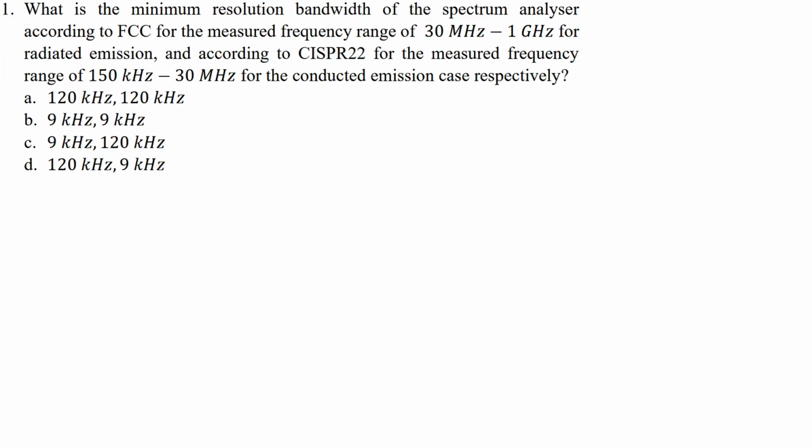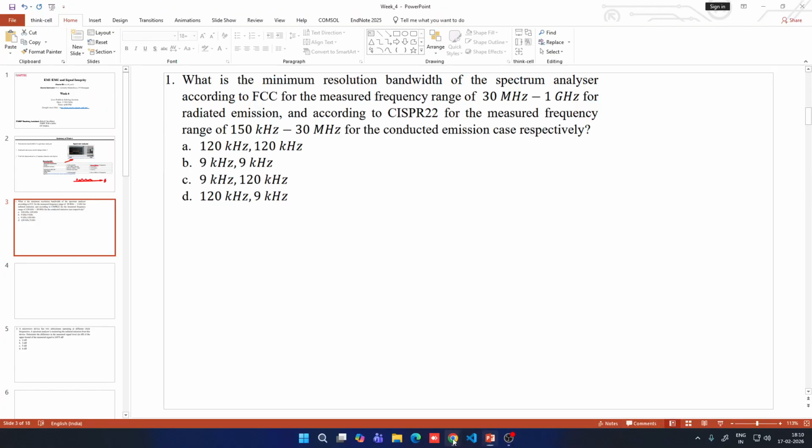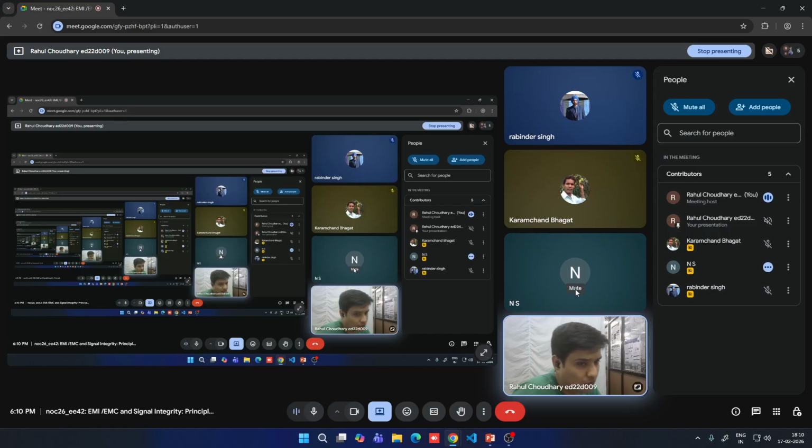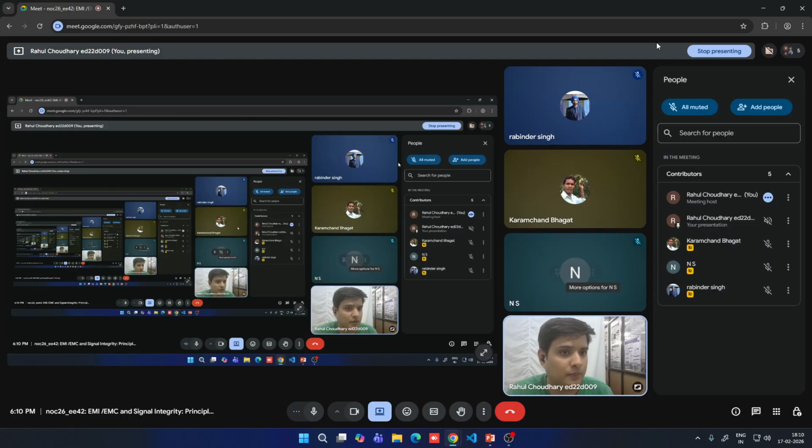Question number 1 is, what is the minimum resolution bandwidth of the spectrum analyzer according to FCC for the measurement frequency range of 30 MHz to 1 GHz for radiated emission, and according to CISPR 22 for the measured frequency range of 150 kHz to 30 MHz, and this is for the conducted emission case. If you have any doubt, just ask. Otherwise, you can mute yourself. Okay.